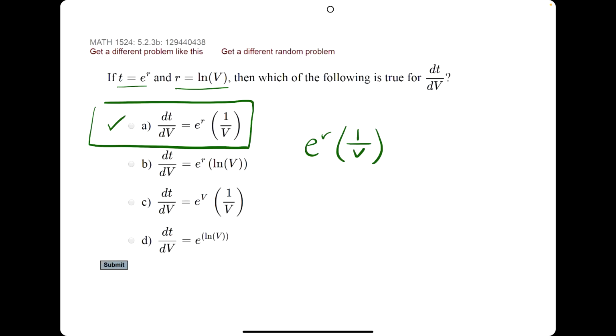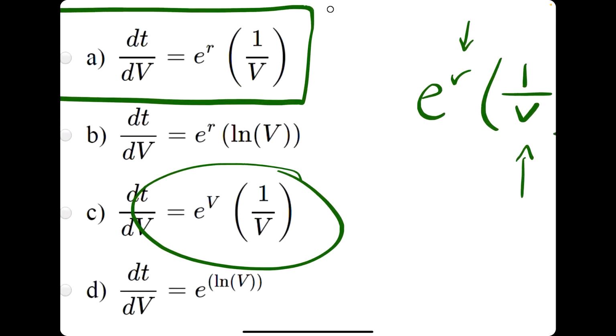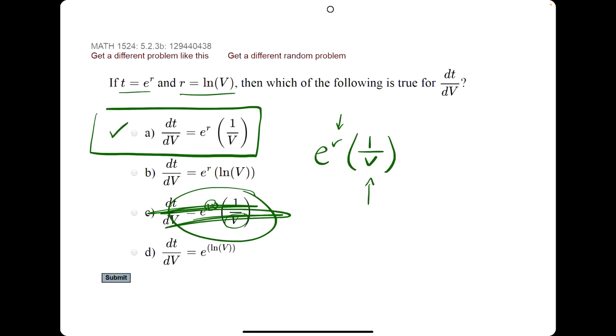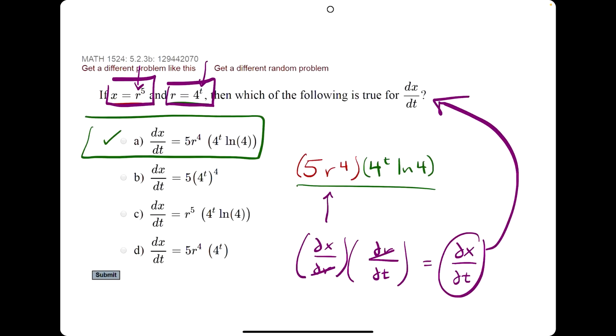An important thing to remember with this problem is you want to see the r and the v. You want to see the two different variables. For instance, the answer would not be c because they have both v's for both derivatives, but we want to see the different variables r and v, or whatever the two variables might be in our answer.